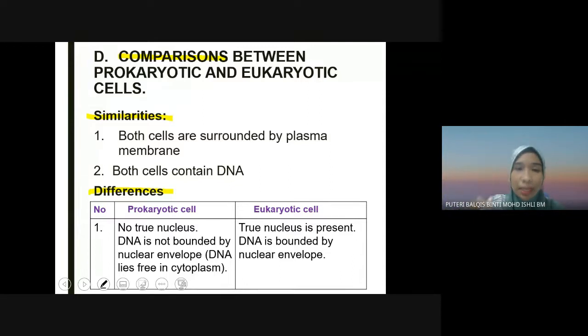Tapi sebab dia banyak differences and similarities, so the point may be 1 or 0. 1 atau kosong. So apa maksud kosong? Maksudnya dua-dua kena betul, barulah dapat 1. Kalau sini awak tulis betul, tapi dekat sini awak tulis salah, dapatlah kosong.